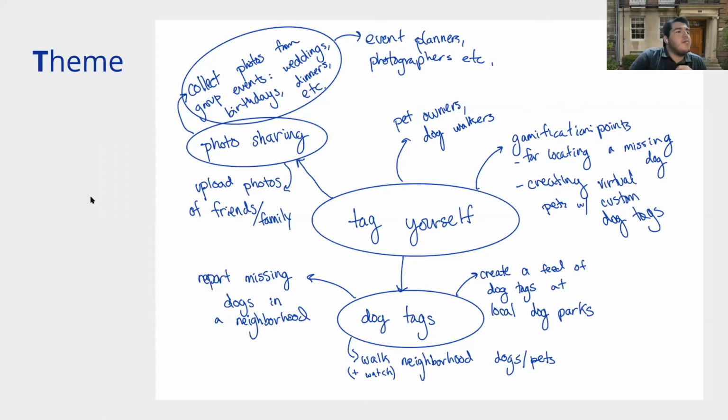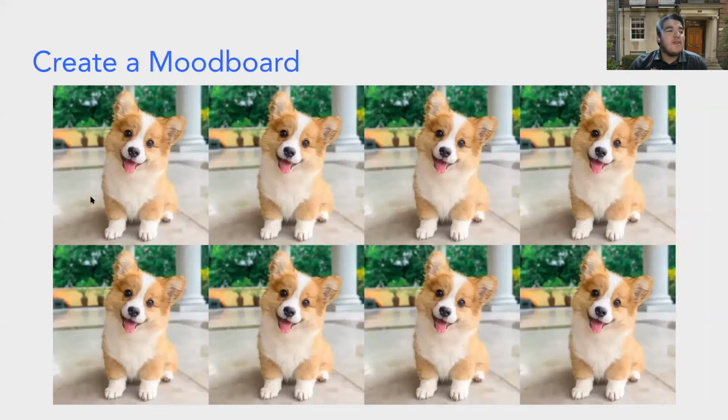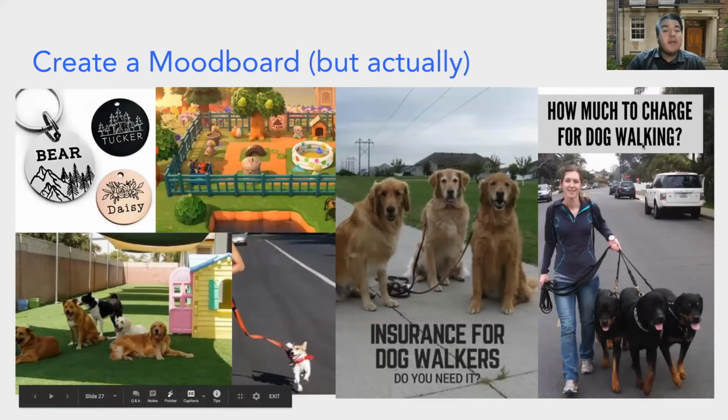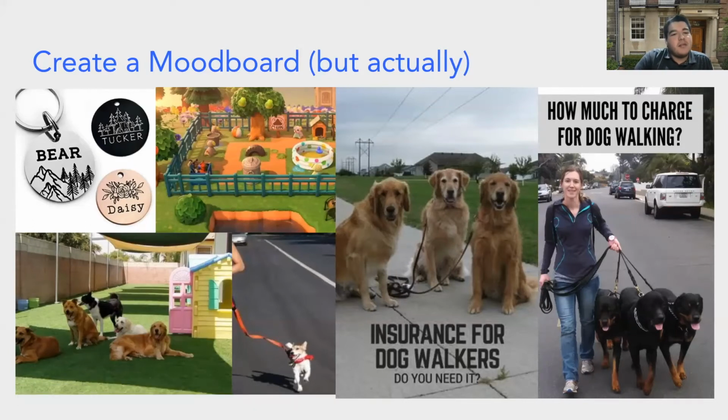So it might help to create a mood board. You can have a mood board of just corgi dogs to help you out. But you can also have a more helpful mood board, with dog tags, Animal Crossing, people walking their dogs, a dog park, things like that. And this is just a nice little, thank you, Shannon, a nice little way to get a little bit more inspired. And remember, we are still in the first part of our ideation process.